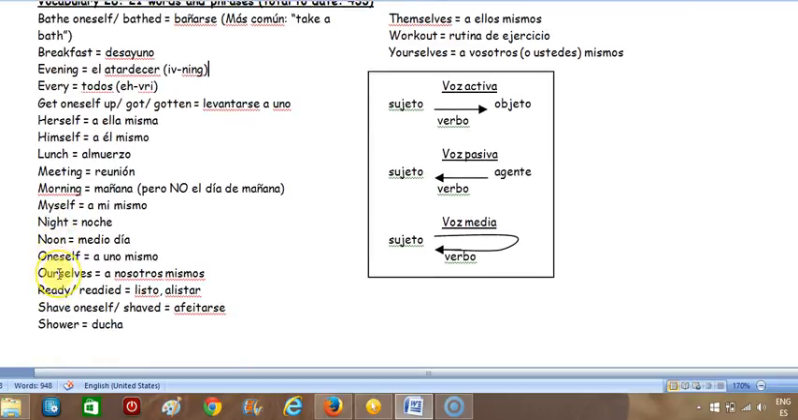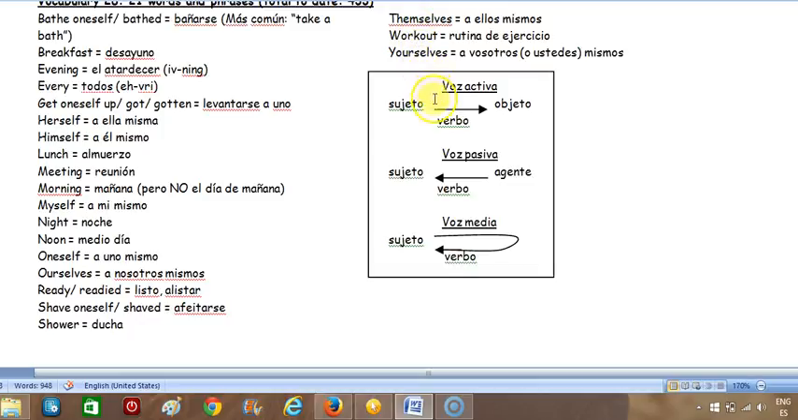Morning, morning. Myself. Night. Noon. Oneself. Ourselves. Ready, readied. Shave oneself, and then past tense, shaved, and then shower. Okay, so we're going over here in the second column. Themselves, work out, and then yourselves.